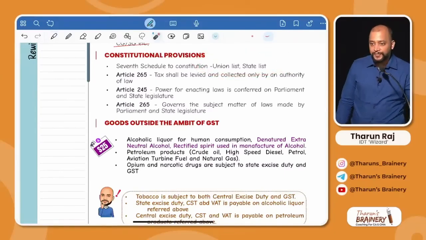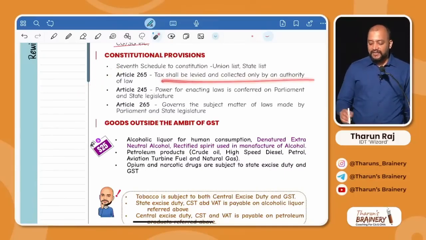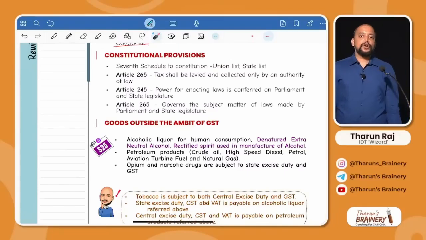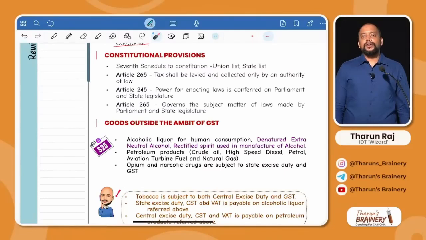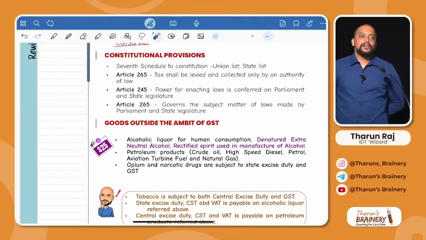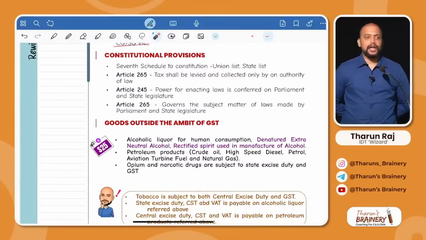Because both are levying. And Article 265 says tax shall be levied and collected only by an authority of law. So if there is no power to collect tax, they should not levy. For example, some of you are wearing spectacles. Can government come out with, okay, from today we are levying spectacle tax, like that? Can they levy? No, they cannot levy.